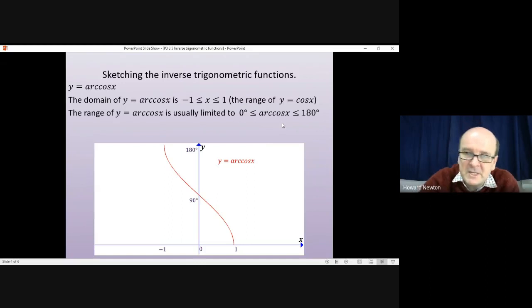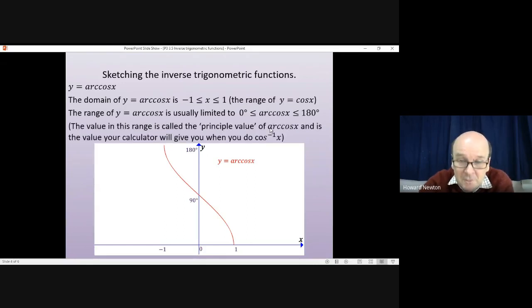Again, the reason for limiting it to those values is because you have issues otherwise as to whether it obeys the rules for a function. But the value in this range is called the principal value, and it is the value that your calculator will give you when you do cos to the minus 1. It'll always give you an angle between 0 and 180.